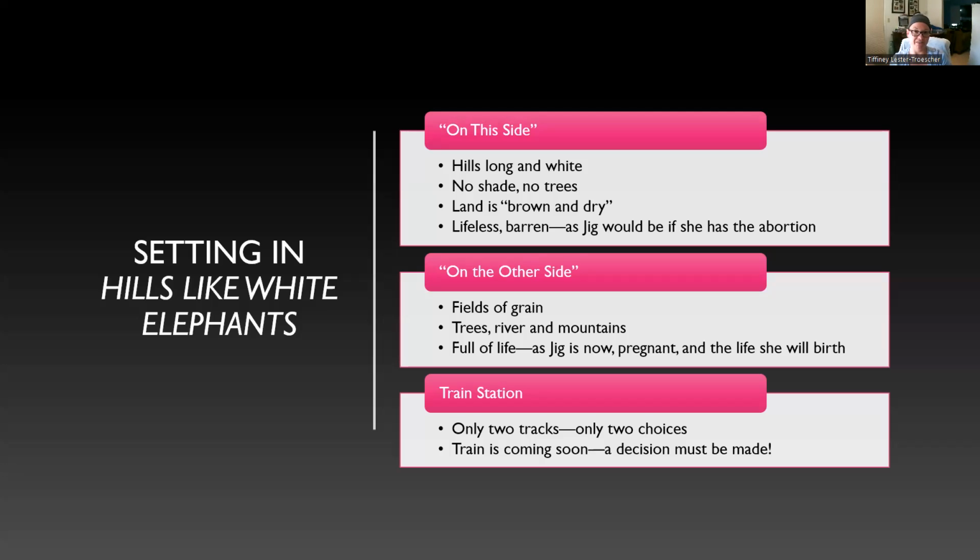But I want to focus on the actual setting of the story, the location. So we know that on this side of the train station, we have hills that are long and white. There's no shade, no trees. The land is very brown and dry. The setting on this side is lifeless and barren, just as Jig would be if she has the abortion.